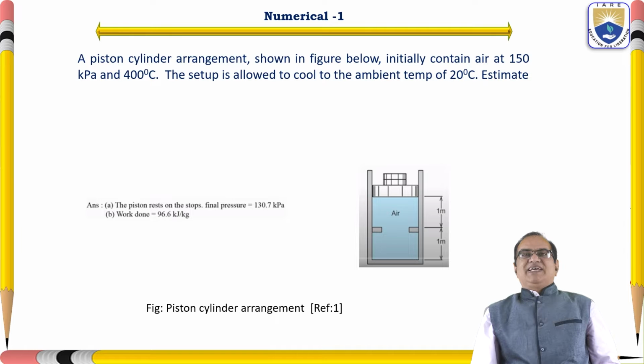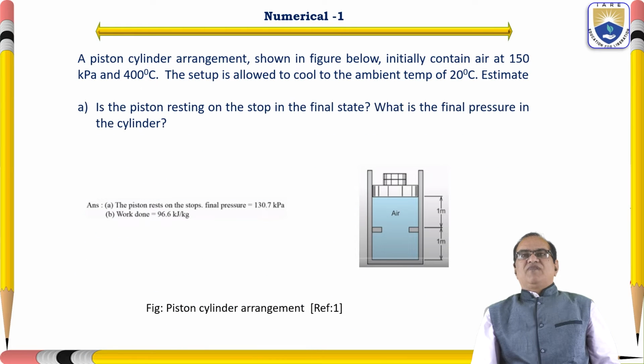A piston cylinder arrangement shown in the figure initially contains air at 150 kilopascal and 400 degrees centigrade. The setup is allowed to cool to the ambient temperature of 20 degrees centigrade. Estimate: A, is the piston resting on the stop in the final state? What is the final pressure in the cylinder?